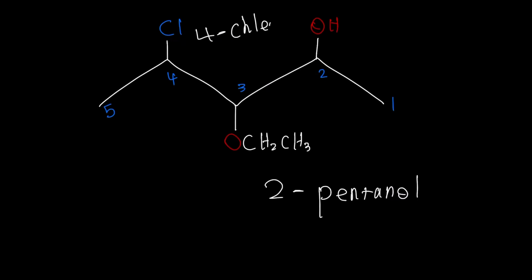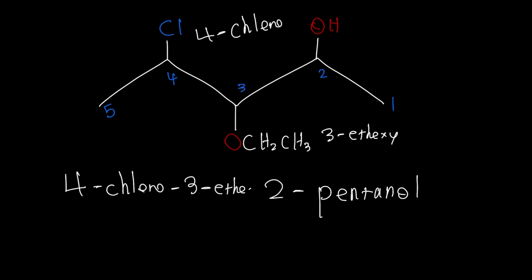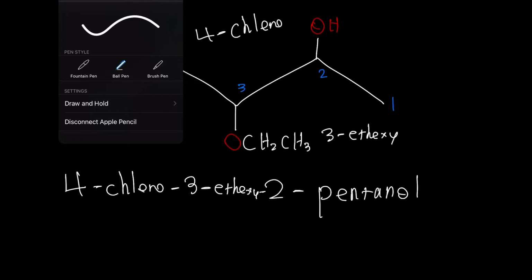In terms of substituents, we have a 4-chloro, and we have a 3-ethoxy. Which one comes first? We're going to write the chloro first because the C comes before E in the alphabet. So 4-chloro, 3-ethoxy dash 2 dash pentanol.